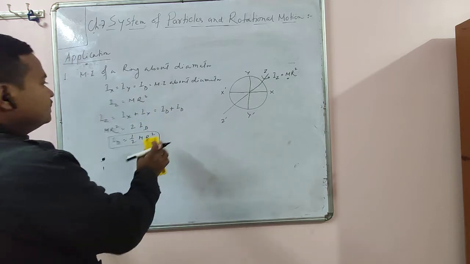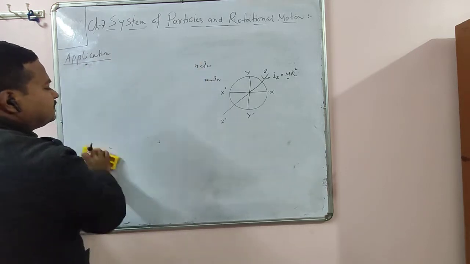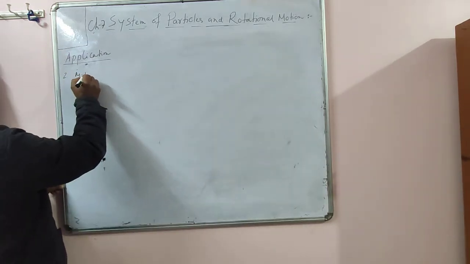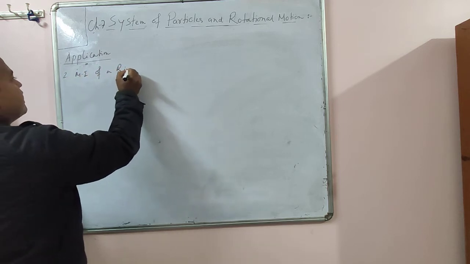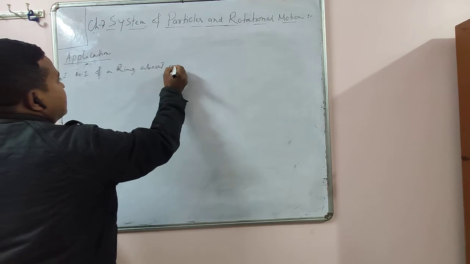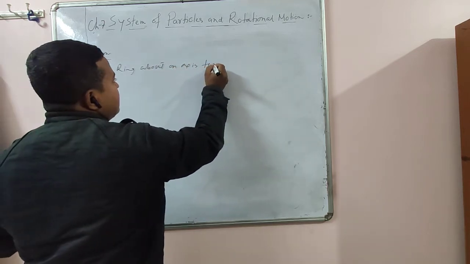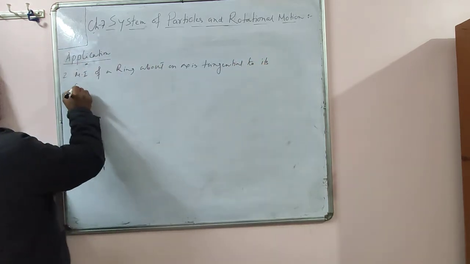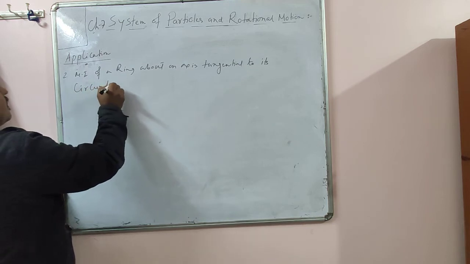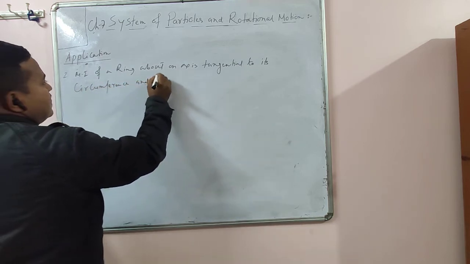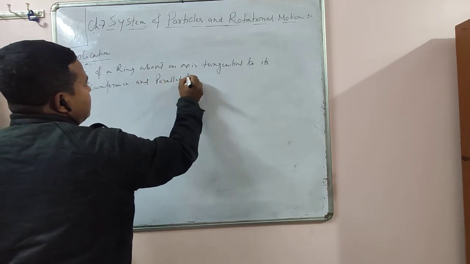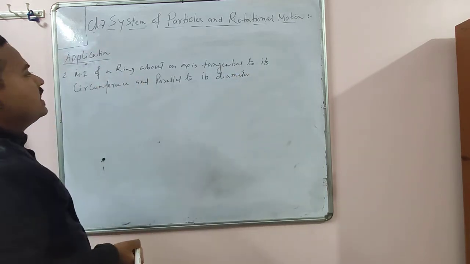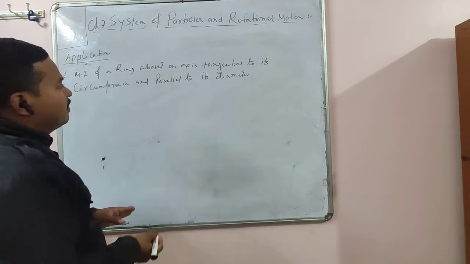Now let me find out the moment of inertia of a ring about an axis tangential to its circumference and parallel to its diameter. Moment of inertia of a ring about an axis tangential to its circumference and parallel to its diameter.